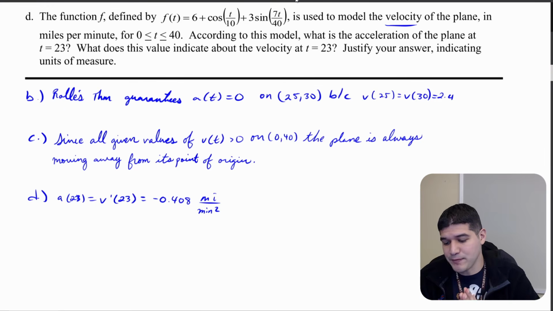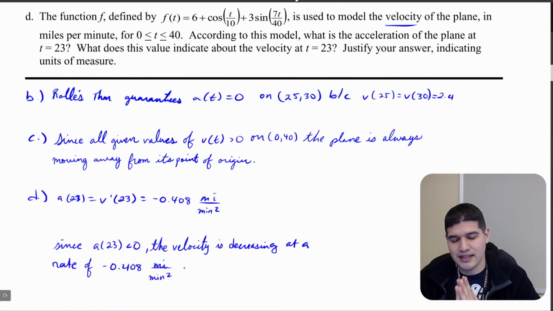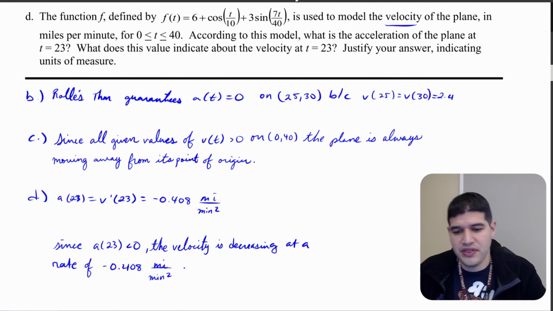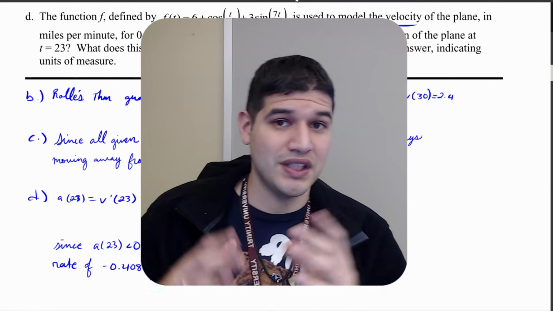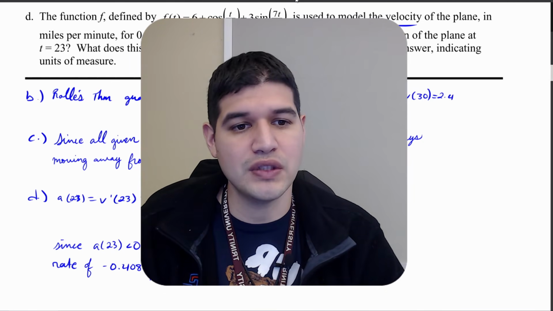Well, what we can say is, since the acceleration at 23 is negative, the velocity is decreasing at a rate of negative 0.408 miles per minute squared. And that is going to conclude this free response question, and this 5-video lesson.